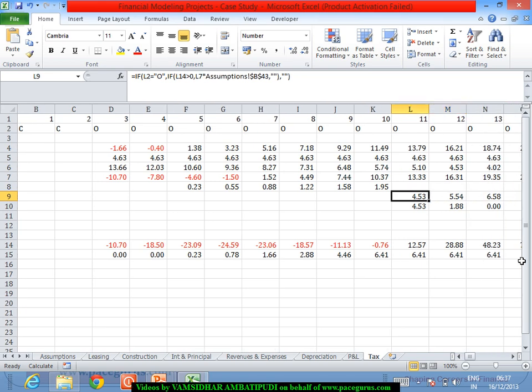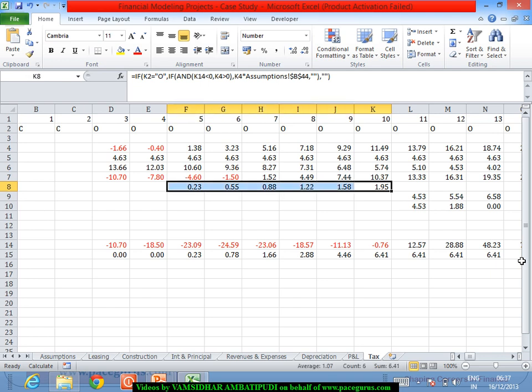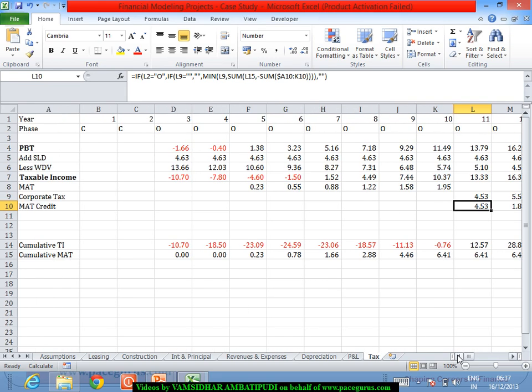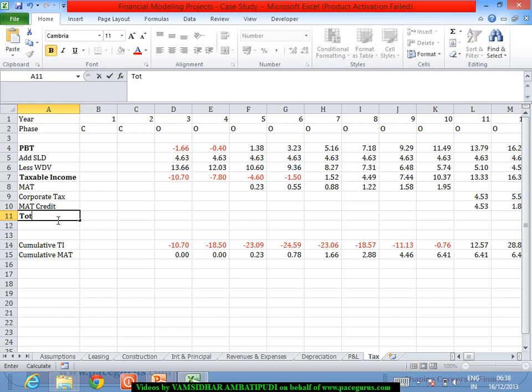So I still don't need to pay because I have already paid this much and I can get a credit for that much. So that's where we are taking the MAT credit out for that particular amount. So the actual tax incidence for us is the net of all these things. So what is coming out is the total net tax, the total tax to be paid.